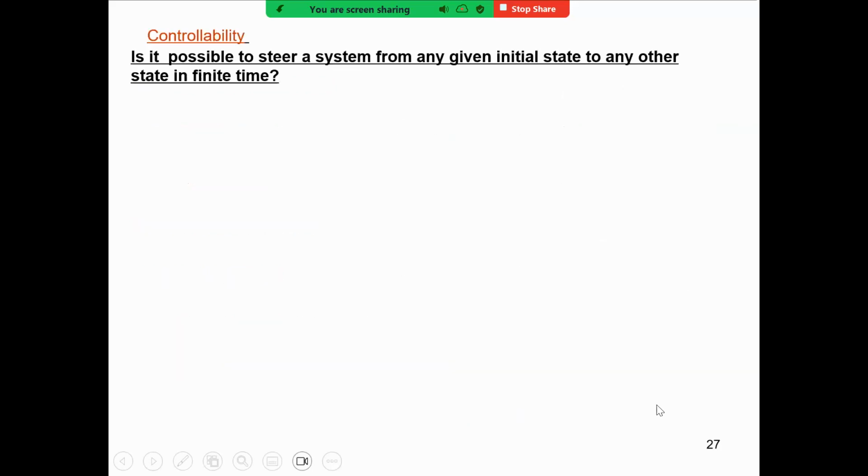Controllability, we talk about basically we need to understand whether I can put a control input, apply a sequence of input such that the state can move from one position to another in finite time.